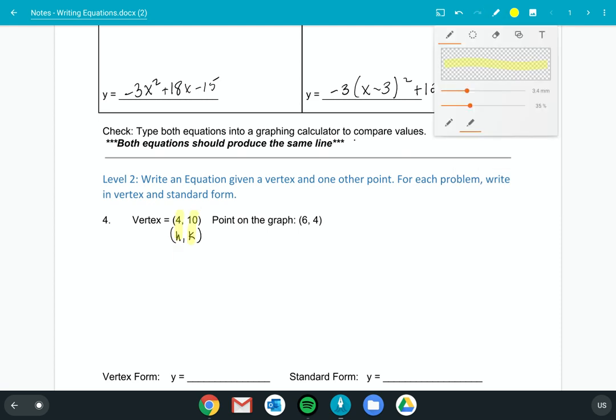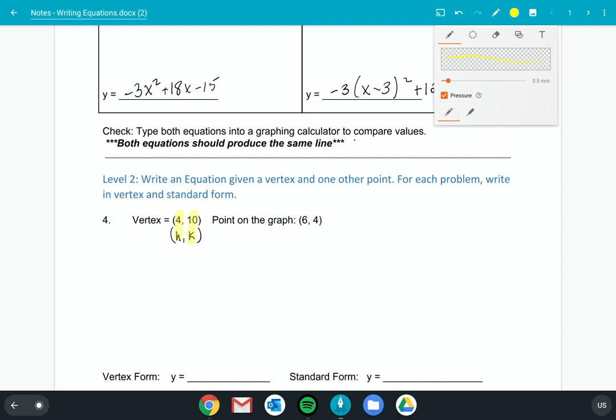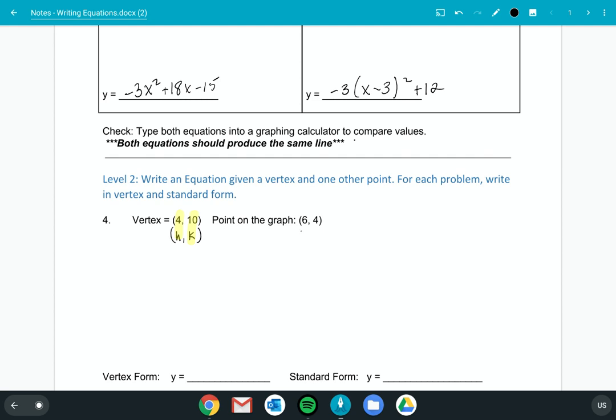Now, keep in mind, any other point on the graph is represented just by some x comma y. That's all it is. So this is just some generic x comma y on the graph.